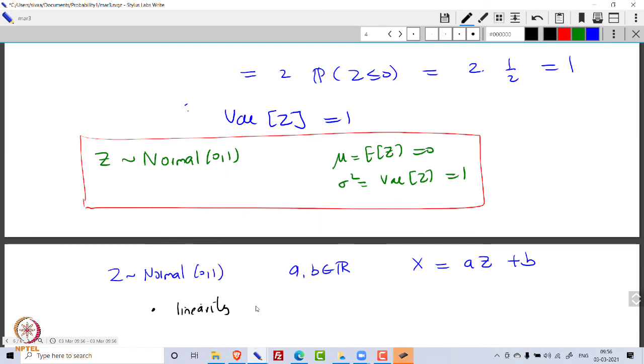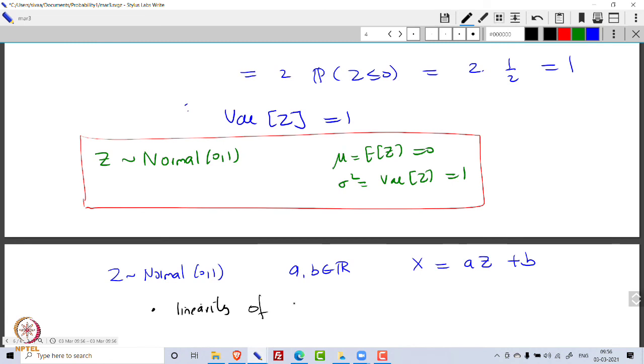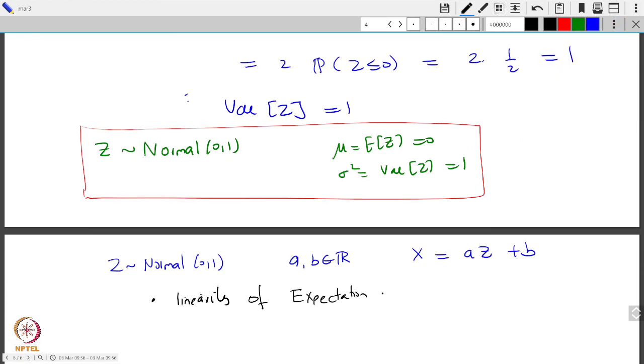Again my pen is giving me a problem. Let's see what happens. Of expectation, what would I get? Make it full screen. So this implies E of X is just A times E of Z plus B. But E of Z is 0 from the above calculation, so this is just B. So E of X is just B. Right? Very good. Excellent.